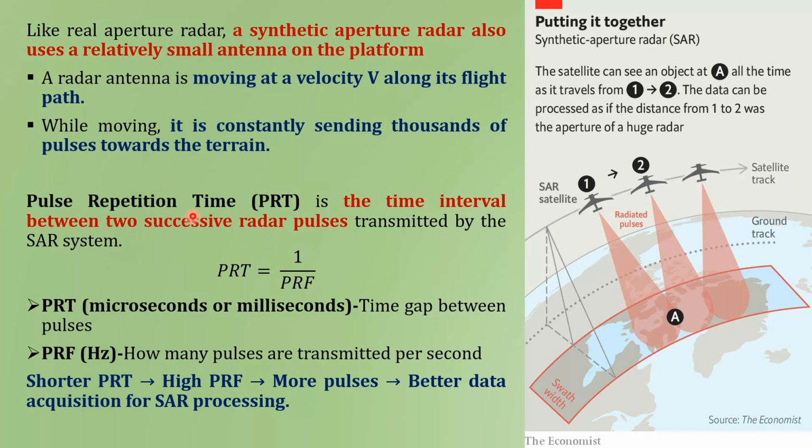And this pulse repetition time is inversely proportional to the pulse repetition frequency. So here it is mentioned that PRT, that is pulse repetition time, is given in microseconds or milliseconds, and it represents the time gap between the pulses. And PRF, that is the pulse repetition frequency, is given in hertz, and it represents how many pulses are transmitted per second. So the shorter the pulse repetition time, the higher the pulse repetition frequency, meaning the system transmits more pulses and it gives better data acquisition for SAR processing.